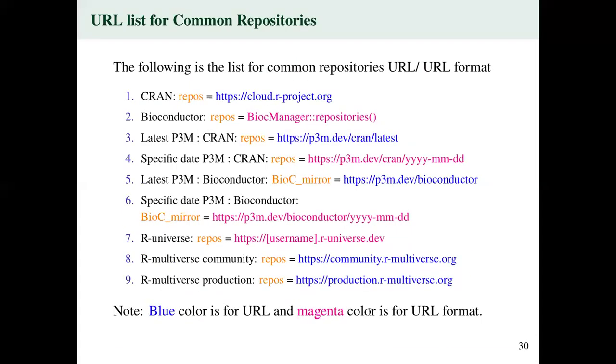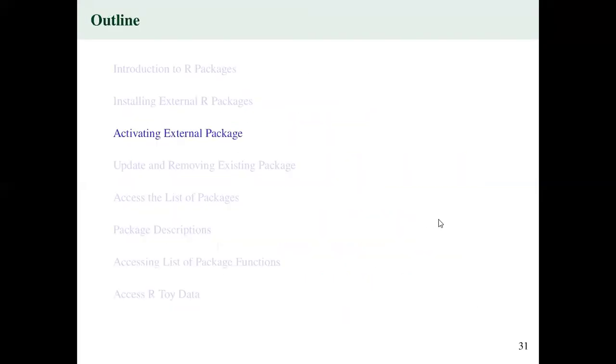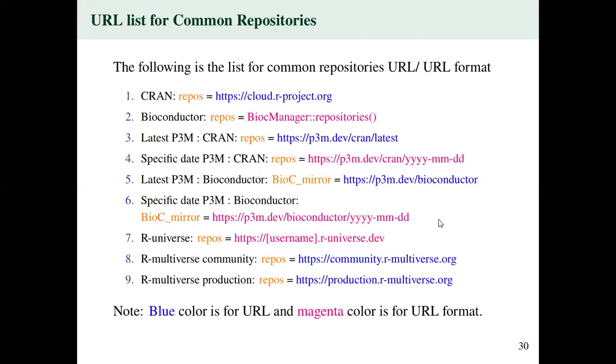That is the summary about the package installation. Blue color is URL, magenta color is URL format. Wherever you see magenta color, it means it is a format. You have to put a customization, like here, you put a username, here, you put a specific date. Jamani, kuna swali? That is about the package installation from base function.